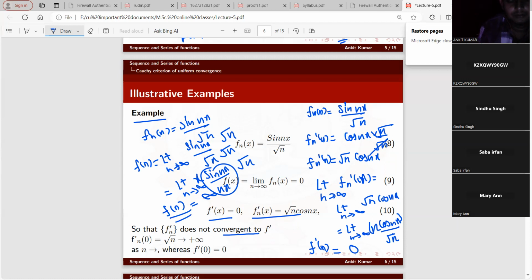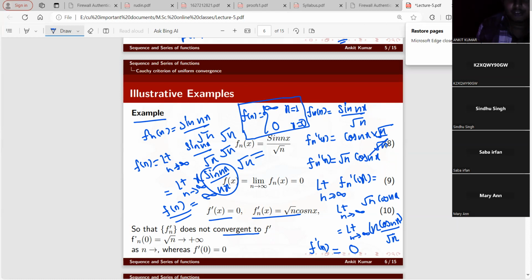Okay. So if we take x equal to n, then sine n upon under root n is infinity. If we take x equal to 0, then this is 0. So this is the pointwise limit of the function. If we put x equal to 0 in sine nx upon under root n, then sine 0 is 0. So this limit goes to 0.